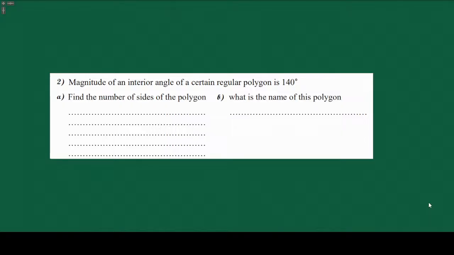Right, let's look at exercise 3, question 2. We have been told the magnitude of an interior angle of a certain regular polygon is 140 degrees. Find the number of sides of the polygon. Alright, so there are two methods to deal with this question. So let's look at both the methods. What's method 1?